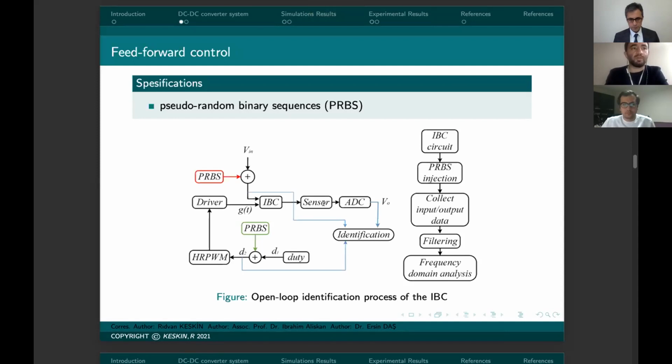The open loop system identification scheme and its process can be seen in this figure. Here, we use the frequency-rich PRBS signal to excite the input signal to get a good frequency response of the models. The desired frequency responses are obtained by adding the PRBS signal to the input voltage and duty cycle of the system. After the output or input voltage are collected, they are transformed to the frequency domain, and the desired frequency response can be obtained.